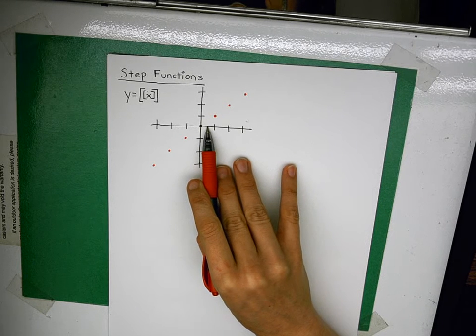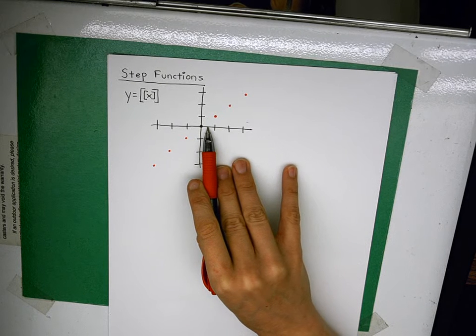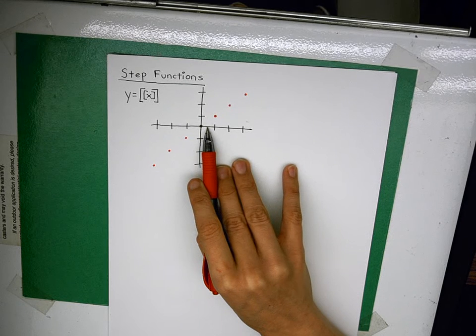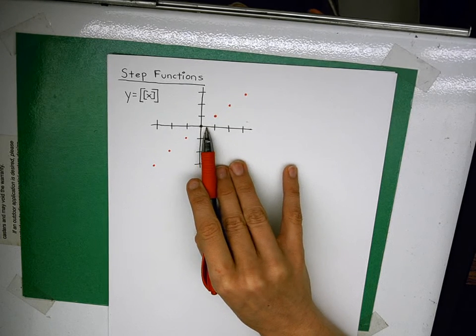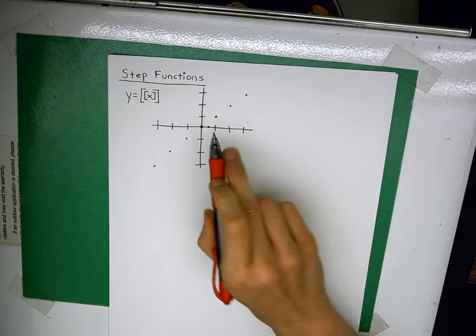So if we consider, for example, x equals 0.5. Well, the greatest integer equal to or less than 0.5, it's not going to be equal to. 0.5 is not an integer. It's not a whole number. So we're concerned with that less than. Well, less than 0.5, the greatest integer would be 0. And so at 0.5, I'm 0.